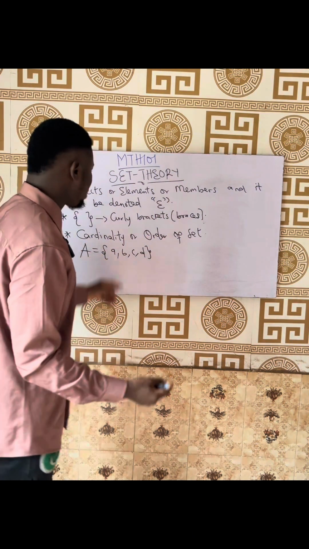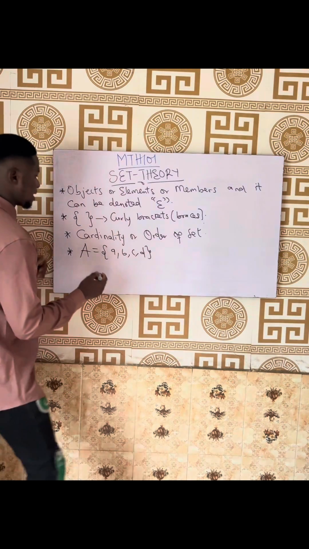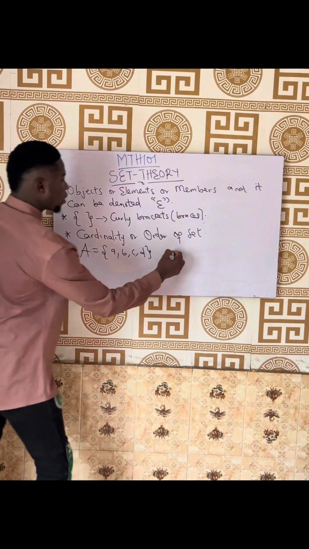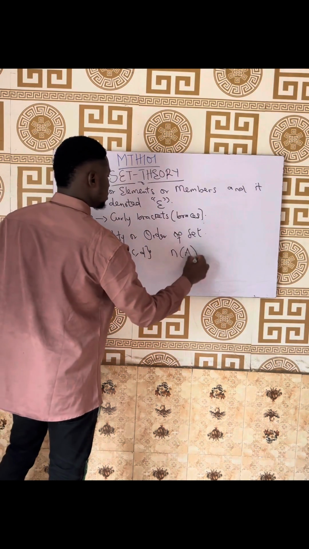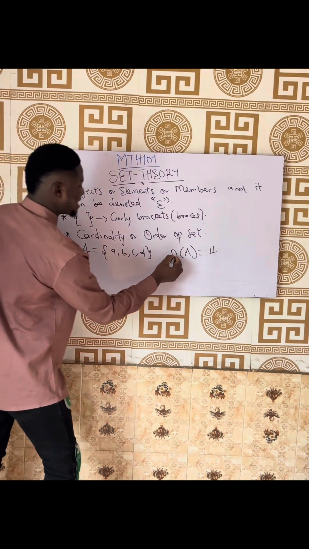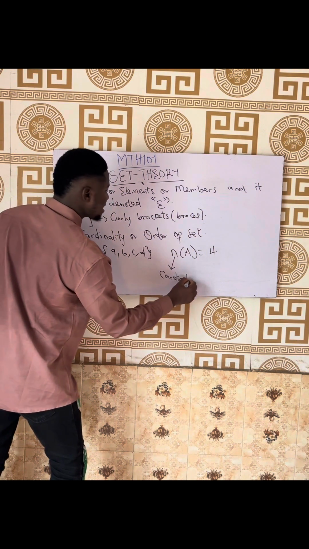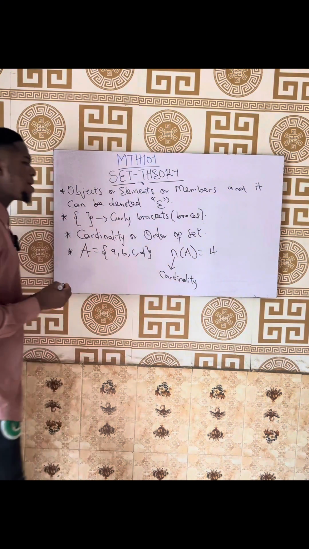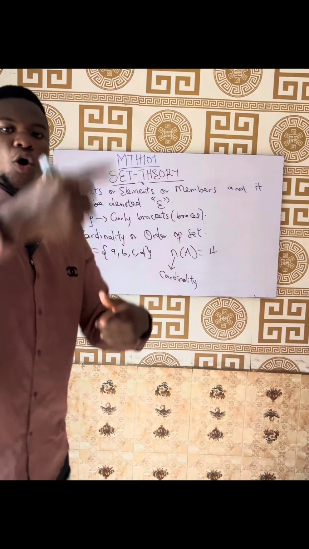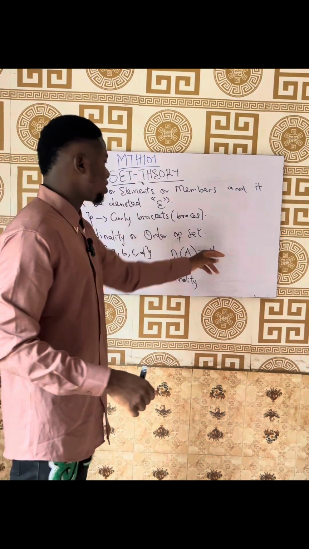If I want to know the number of members that are here, then I will say that n of A is equal to 4, because we have 4 members here: 1, 2, 3, 4. This n simply means cardinality, and the cardinality of a set simply means the number of members present in a particular set. So n of A is equal to 4.